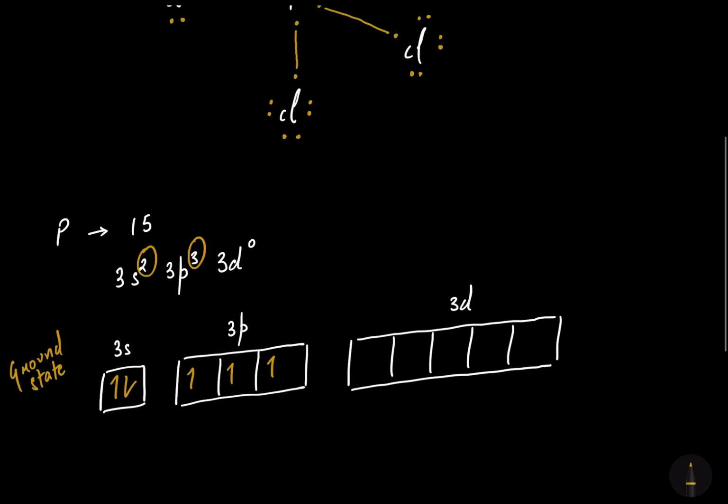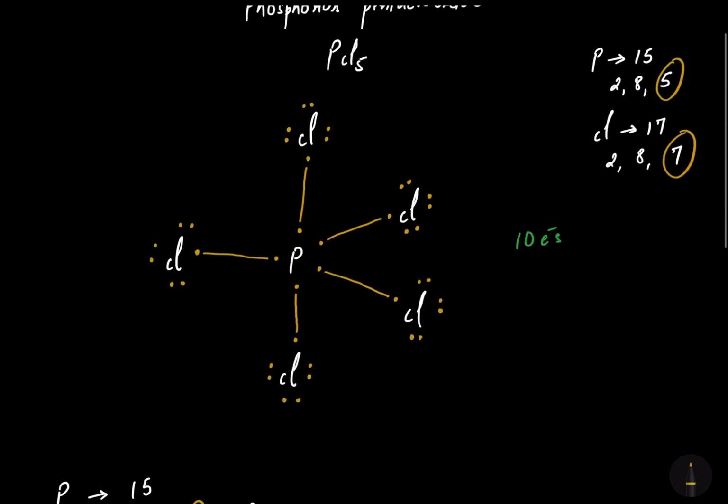Now, let's come to the Lewis structure. Here, how many covalent bonds is phosphorus forming with chlorine? It's 5 covalent bonds. All bonds are single bonds between the phosphorus and chlorines. So all bonds will be sigma bonds. That means 5 sigma bonds are there.